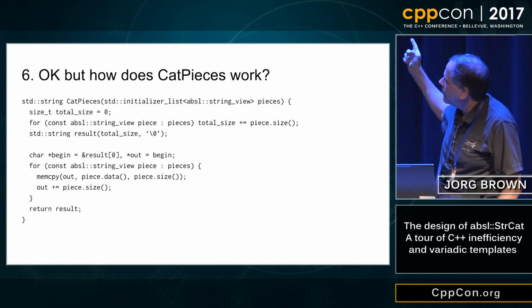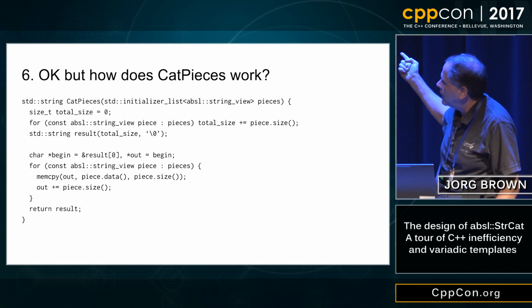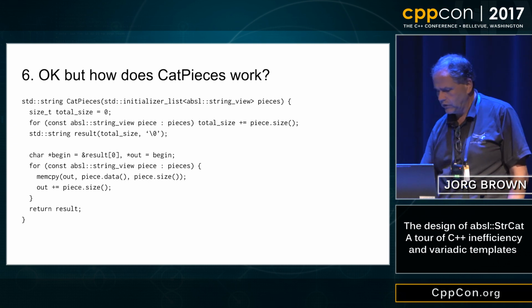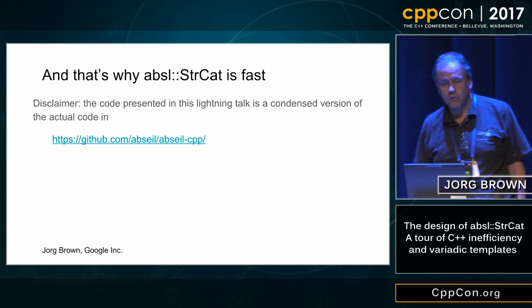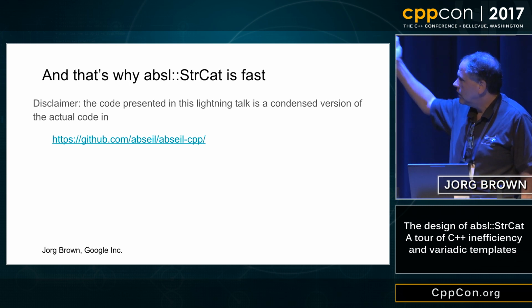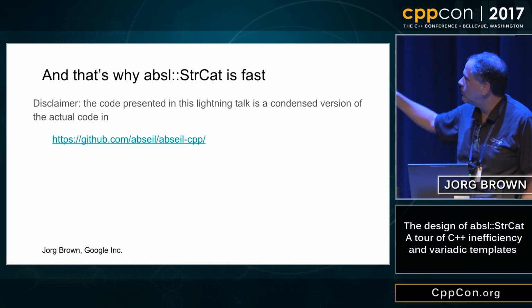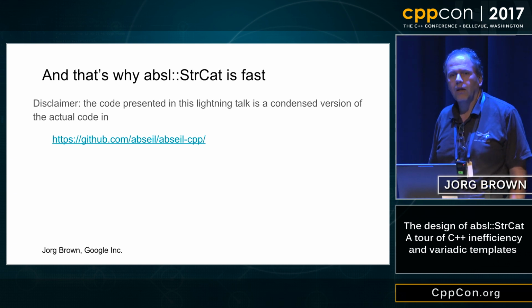And then the final slide, by the way, is how CatPieces works. Again, we just loop over the initializer list, first grabbing the initial size, allocating the string, then memcpy'ing the data, and returning the result. And that's why it's fast. This, of course, being a lightning talk, is a much abbreviated portion of the code, but the actual real code is right there. Thank you very much.